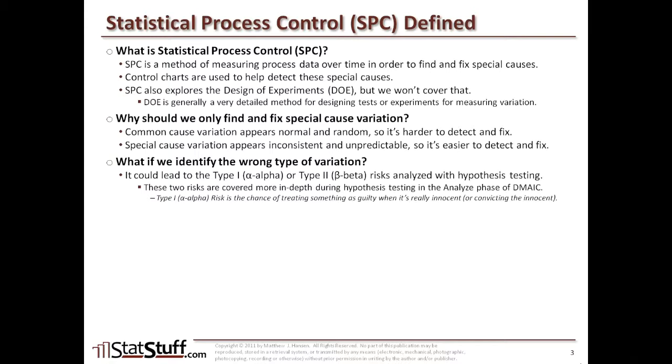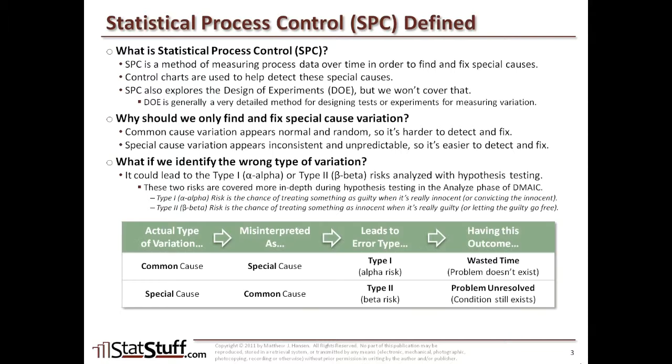The type 1 risk, which is also the alpha risk, is the chance of treating something as guilty when it's really innocent, or like we may say from a courtroom case, we're convicting the innocent. A type 2 risk, which is the beta risk, is the chance that we're treating something as innocent when it's really guilty. That is, it's like we're letting the guilty go free. So as an illustration here, if the actual type of variation is common cause, and yet we're misinterpreting it as special cause variation, then it could lead to a type 1 error, or an alpha risk, where instead what it could give us is a lot of wasted time. The problem really doesn't exist, but we're trying to fix something that really isn't broken.